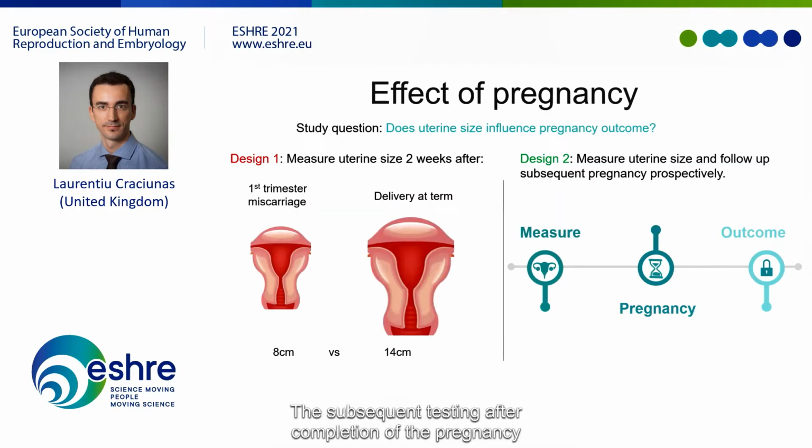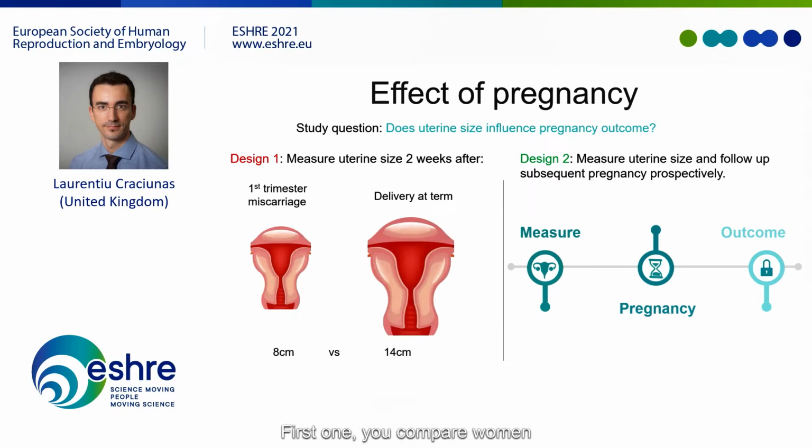The subsequent testing after completion of the pregnancy completely ignores the effect of the pregnancy on the uterus and endometrium. Here is an example to understand the massive bias this methodological approach has. Say that instead of uterine natural killer cells, you wanted to investigate the relation between the size of the uterus and the pregnancy outcome. And there are two ways to look at it.